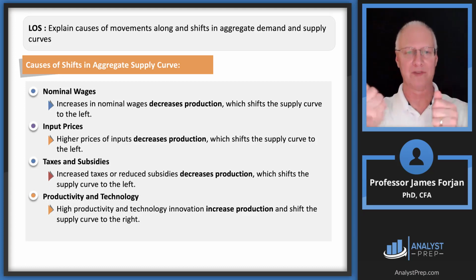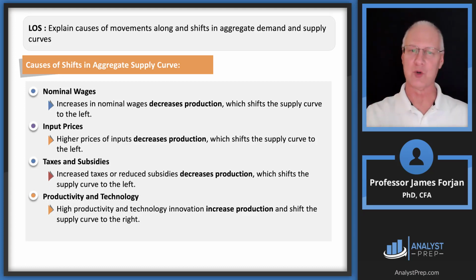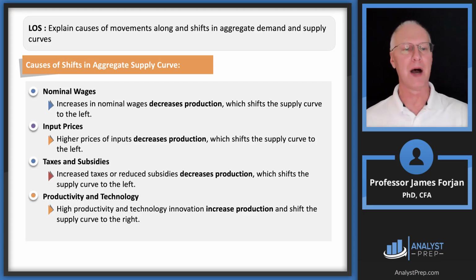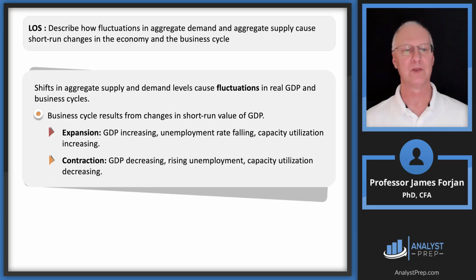So remember that this inflation is kind of the double or triple edged sword, however many edges you can get into a sword. But look at the bottom circle point down there. High productivity and technological innovation, that's going to increase production. Wow. That's all good stuff.